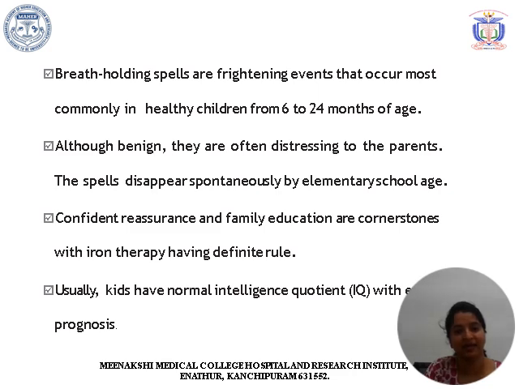Breath holding spells are frightening events that occur most commonly in healthy children between 6 to 24 months of age. So confident reassurance and family education are the cornerstones, along with iron therapy. Usually kids have a normal intelligence quotient with a good prognosis.